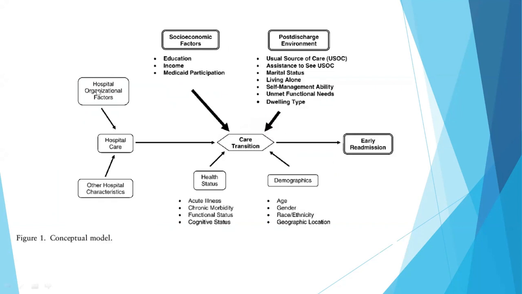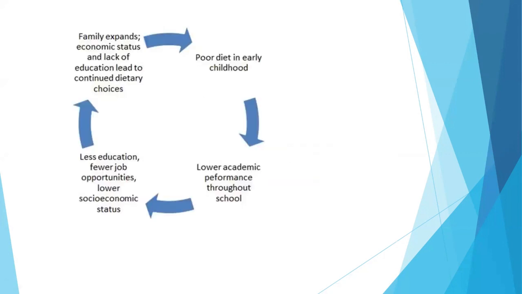The hospital organizational factors and other hospital characteristics all contribute towards the patient accessing hospital care. And there may be other socioeconomic factors like education, income, and Medicaid participation. If the patient does not have adequate education or income or adequate insurance, then the patient may not seek the care. So among all these different factors, the socioeconomic factors play a very important role in the health of the family or an individual.